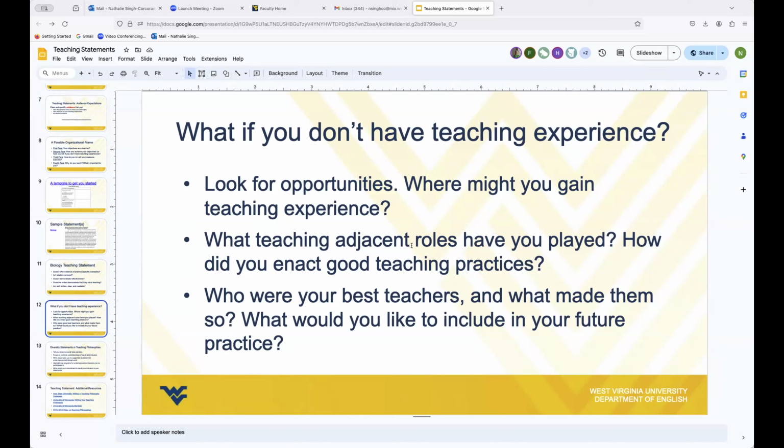Have you done research with other students? Are you a mentor to your peers? Are you more advanced, further along in your program of study, and you've mentored more junior students, students who are coming in? Mentoring can also be a teaching experience. And then you could also think about who your best teachers were and what you might want to emulate. So what kinds of things would you like to include in your future practice? So if you don't have teaching experience, I encourage you to look for opportunities, and think about what roles you've served that are adjacent to teaching, but also brainstorm who your best teachers were and what made them so.